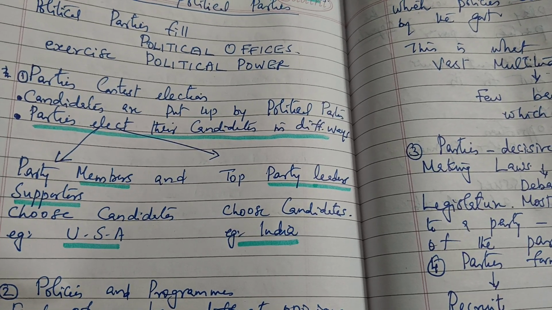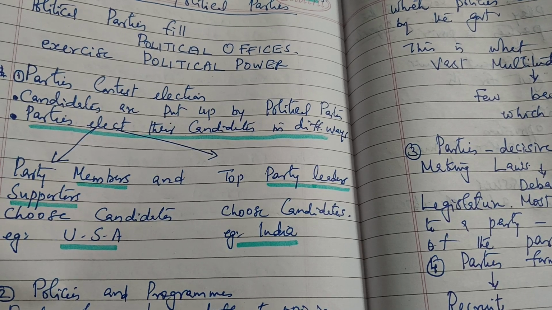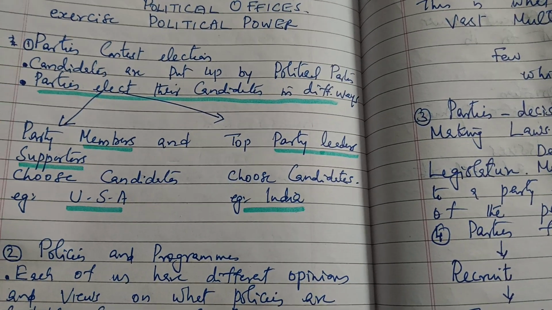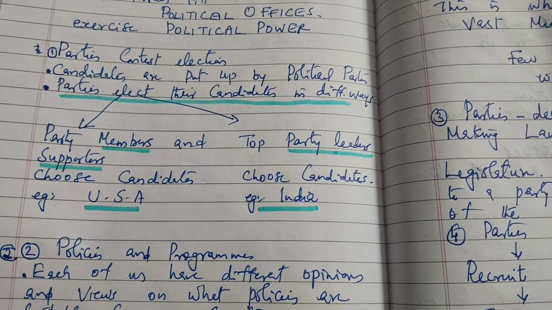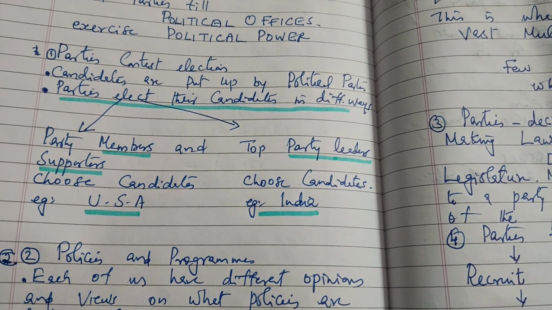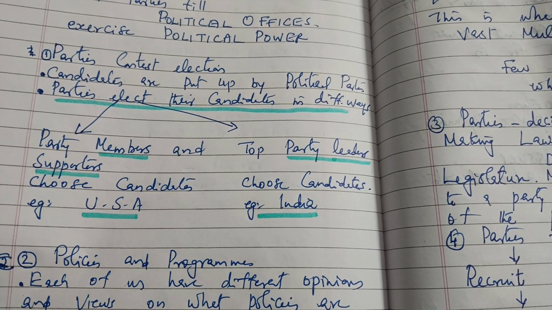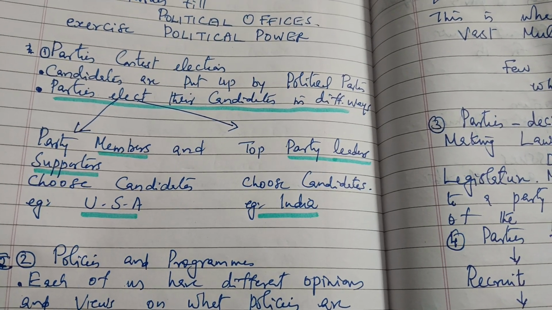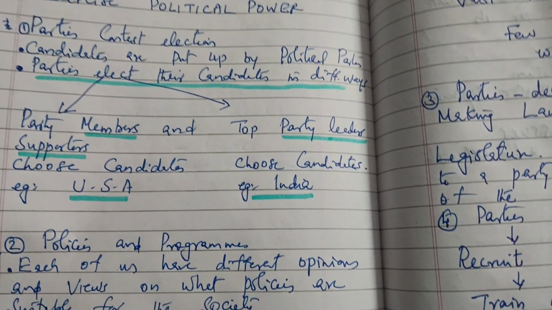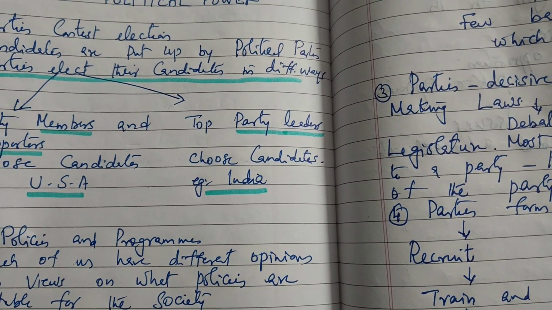First function: parties contest elections. Candidates are put up by political parties. Parties select their candidates in different ways. So party members and supporters choose candidates in the USA. Party members, active members, supporters, followers, they choose candidates in the USA, and the party leaders choose candidates in India.